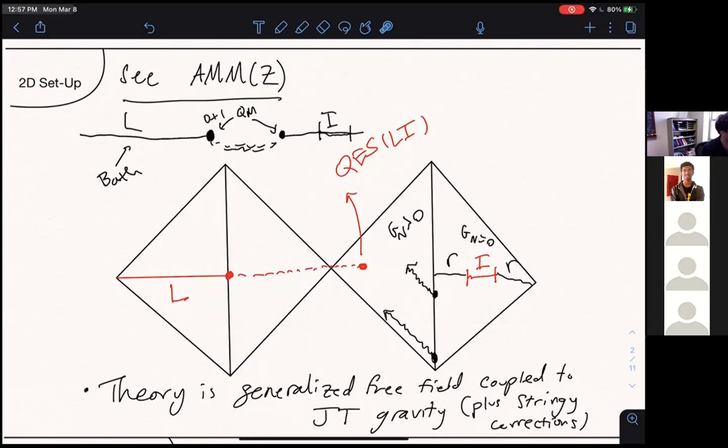Sorry. Yeah. Quick question. Yep. So you are working in some sort of a probe approximation where the propagation of this particle into the bulk does not change the boundary, this quantum dot. I will explain where the probe approximation comes in later. But yes, that is correct. For example, if this excitation fell in, it could affect the position of the quantum extremal surface. We don't want to do that. We just want to use this as a probe of the background quantum extremal surface for the vacuum. Sure, thanks.